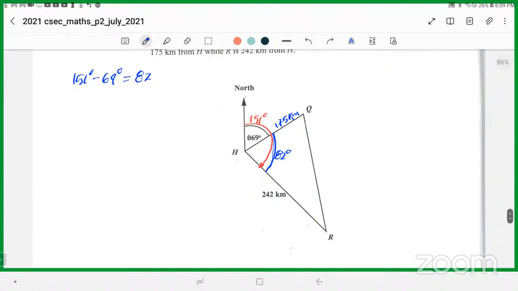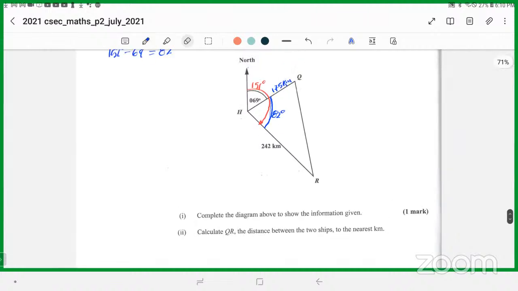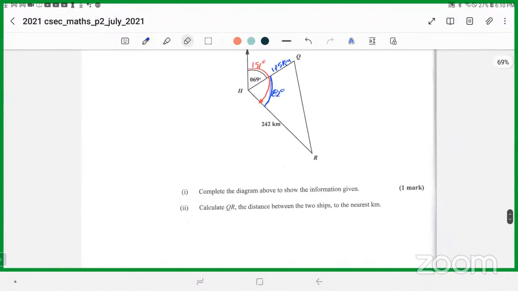All right, so let's see. It says calculate the distance QR, the distance between the two ships, to the nearest kilometer. To the nearest kilometer means that you don't put any decimal places. You give it to the nearest whole number. I don't want any decimal, no point, nothing. So I have to use the cosine rule, guys. So let's write it.